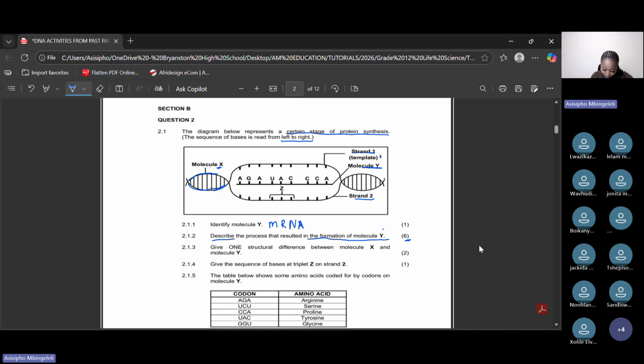So 2.1.3, give one structural difference between molecule X and molecule Y. Give one, and they're telling you the difference that you should be focusing on. They said structural, in terms of structure. Molecule X, there it is, and molecule Y, there it is. Let's see who's answering for us. Lelam Mayekiso.